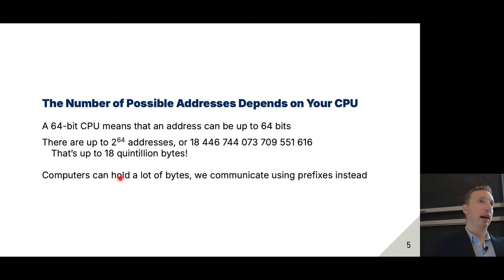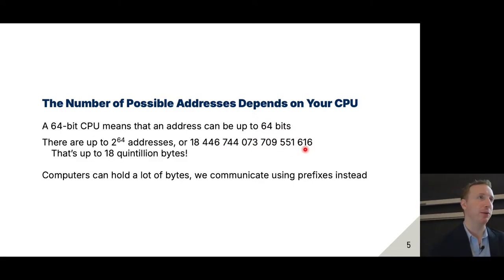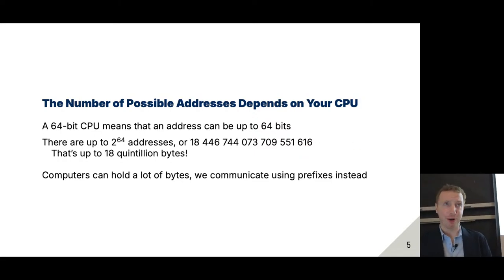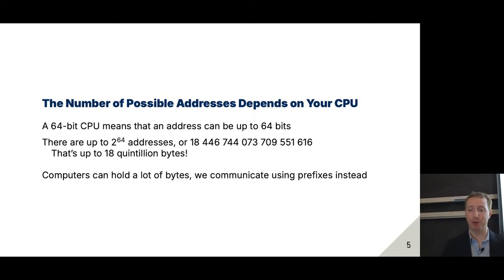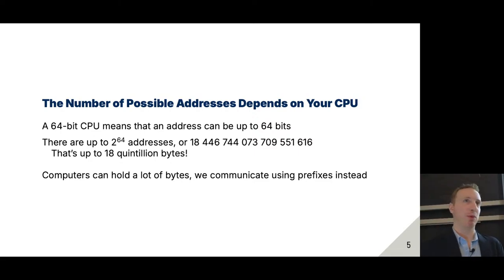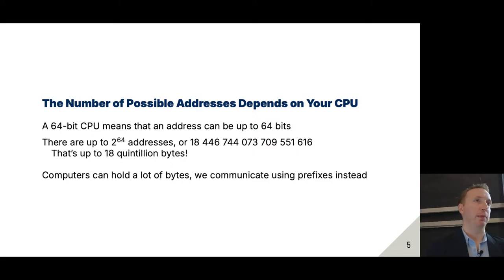So if I have 2 to the 64 possible addresses, if I write out what 2 to the 64 is, it is this gigantic number, which is like 18 quintillion bytes. So if I have a 64-bit CPU, I could actually access up to 18 quintillion bytes. So that's just to say computers can hold a lot of bytes. And saying 18 quintillion, no one has ever heard that representing some storage size or something like that. So we communicate using prefixes instead.